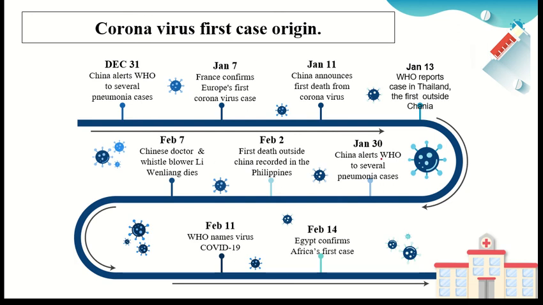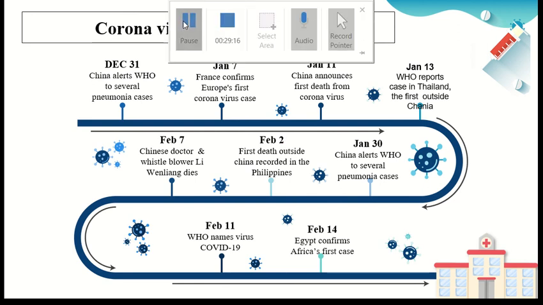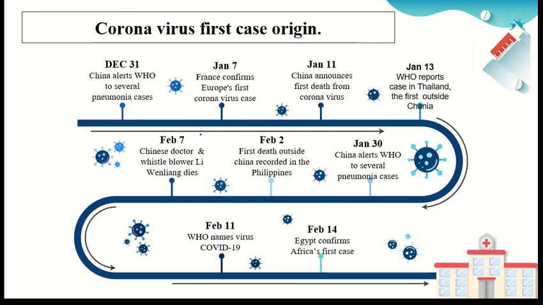January 30, China alerts World Health Organization to several pneumonia cases. February 22, 2020, first death outside China recorded in Philippines. On February 7, Chinese doctor and whistleblower Li Wenliang dies. On February 14, Egypt confirmed Africa's first case. And on February 11, World Health Organization names the virus COVID-19.